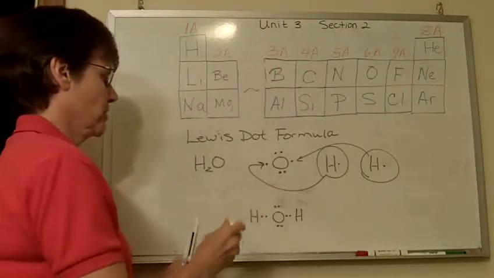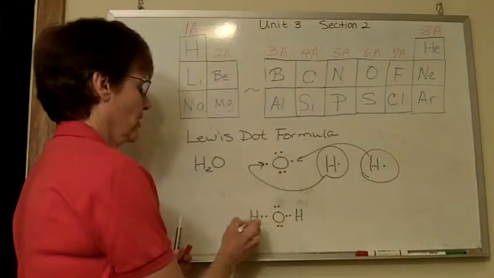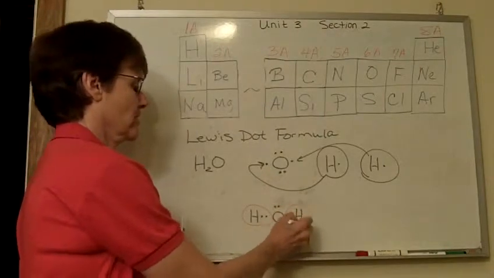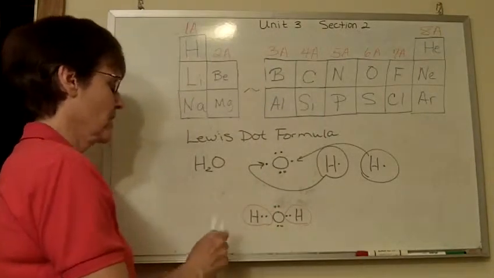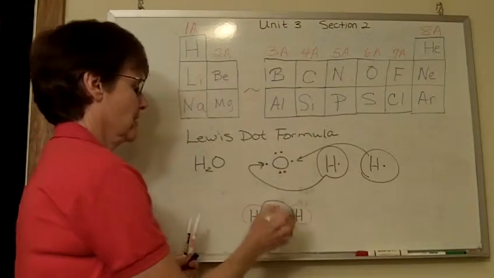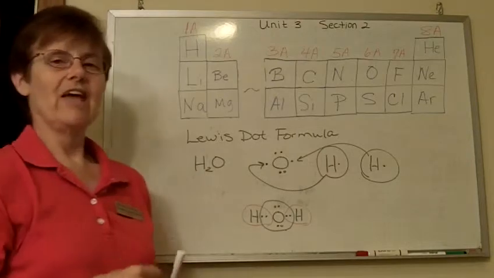So similar to what we did before, we can evaluate how everybody's feeling about life. We've got hydrogen thinks it has 2. This hydrogen thinks it has 2. Oxygen thinks it has 2, 4, 6, 8. And again, everybody's happy.